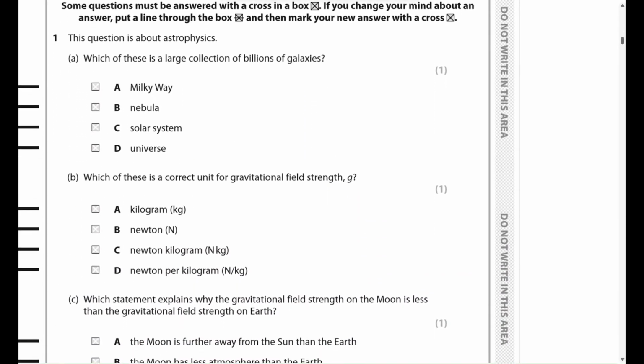Question 1, a few definitions from astrophysics. Planets orbit stars, which stars make up a galaxy. Billions of galaxies make up the universe.